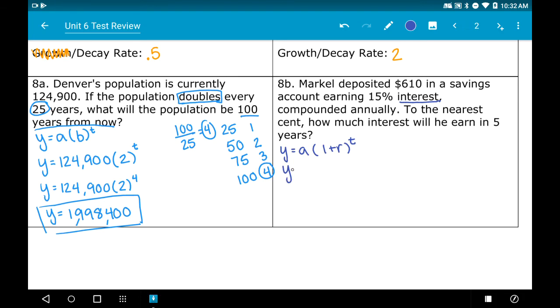And our a value is what we start with, so the amount of money he deposited to start would be 610. And then our percent here is 15, so it'd be 1 plus 0.15. So 15% as a decimal is 0.15, to the power of t. Anytime it's increasing, you have to add this 0.15. So y equals 610, 1 plus 0.15 is 1.15.